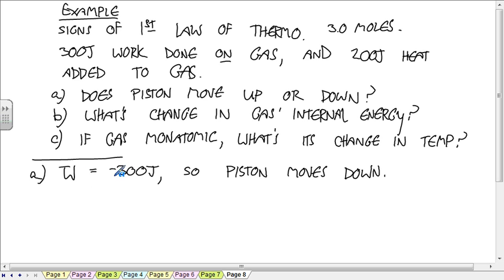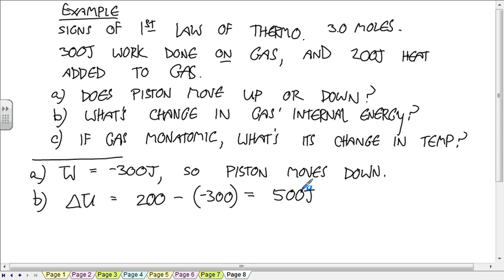Now that we know that W is negative 300, to calculate the change in internal energy, the first law of thermodynamics says the change in U is equal to Q. That's the heat added to the gas, so 200, minus this negative 300. And so you get a change in internal energy of positive 500 joules. So 500 joules is added to the gas. Any questions about any of those so far?